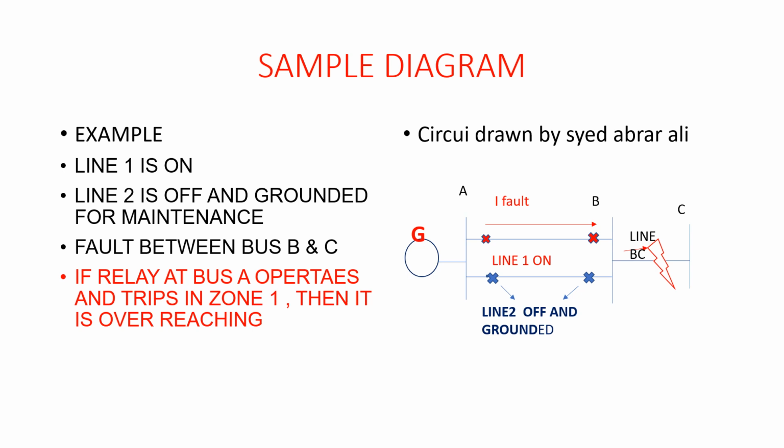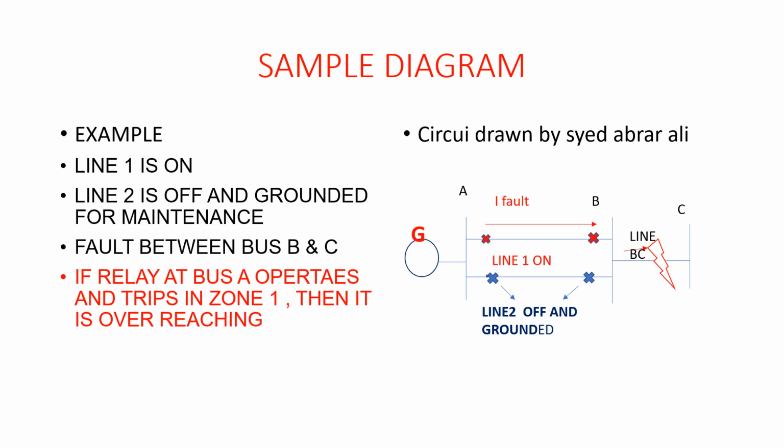Now you will see that I assume a fault on the section P and C. The AB line is on, line 1, and line 2 is off for maintenance and it is grounded. Now what happens when there is a fault in this one? The relay at this point A, which is set for the first zone up to 80%, and the next zone will be the rest of the line plus 25, 30 or 40% of this line.